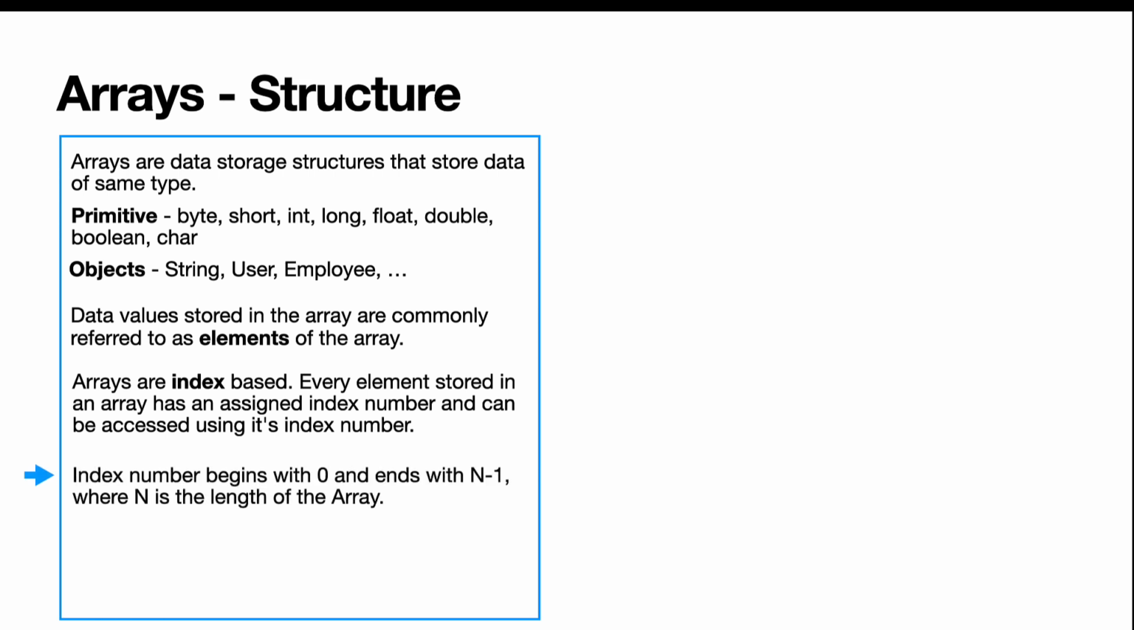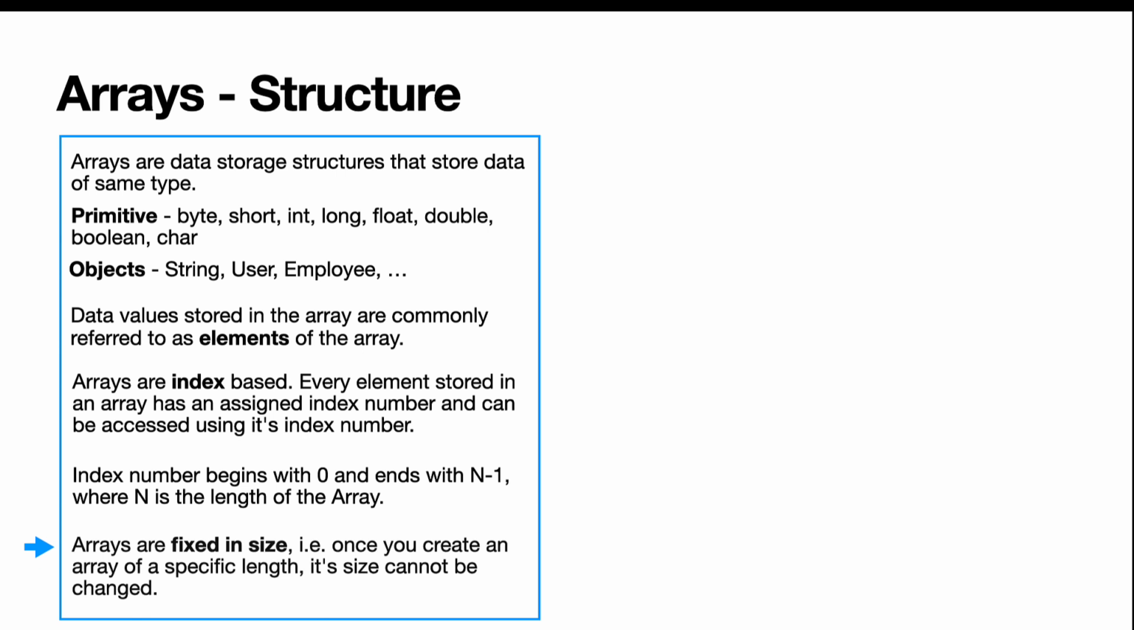For an array of size n, the index number of the first element is 0, and the index number of the last element is n minus 1. Arrays are fixed in size, that is, once you create an array of a specific length, its size cannot be changed. Now, let's see how an array can be represented.